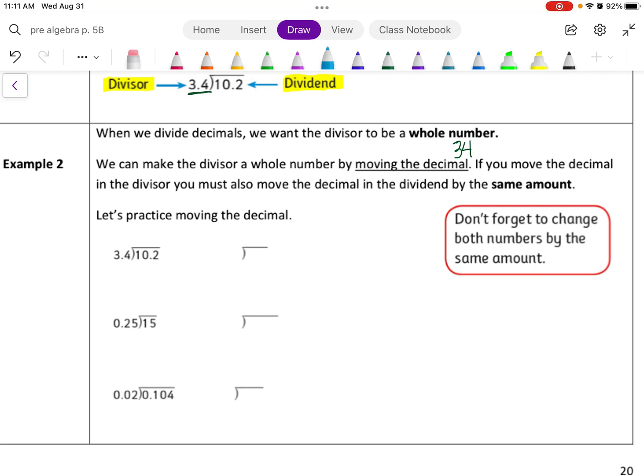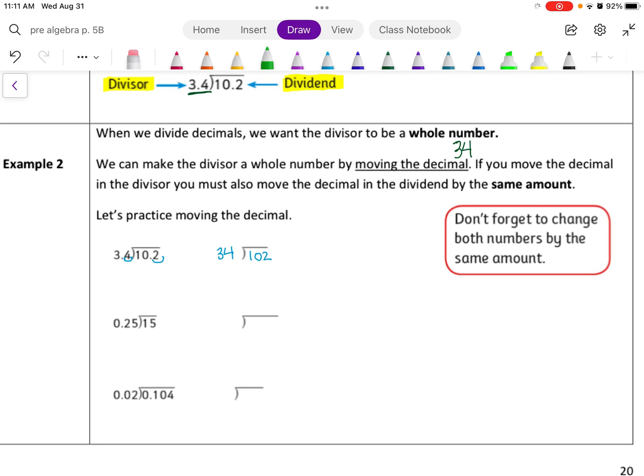So don't forget to change numbers by the same amount. Let's just practice a couple of times moving this decimal. So we have 3.4. So we want to move the decimal place 1 point to make that 34, which means we have to move this decimal place 1 point. So now we're taking 102 and dividing it by 34.